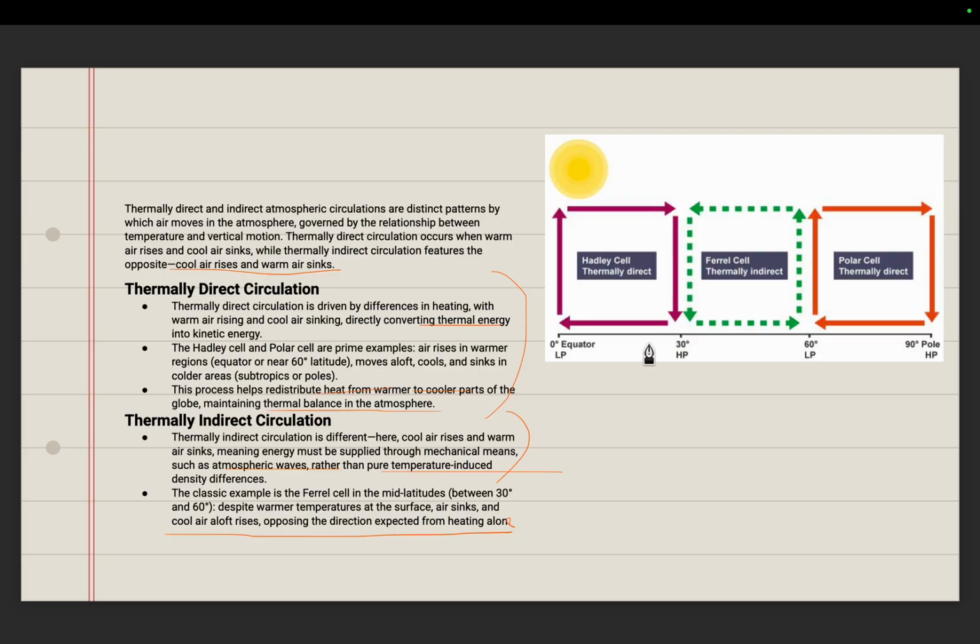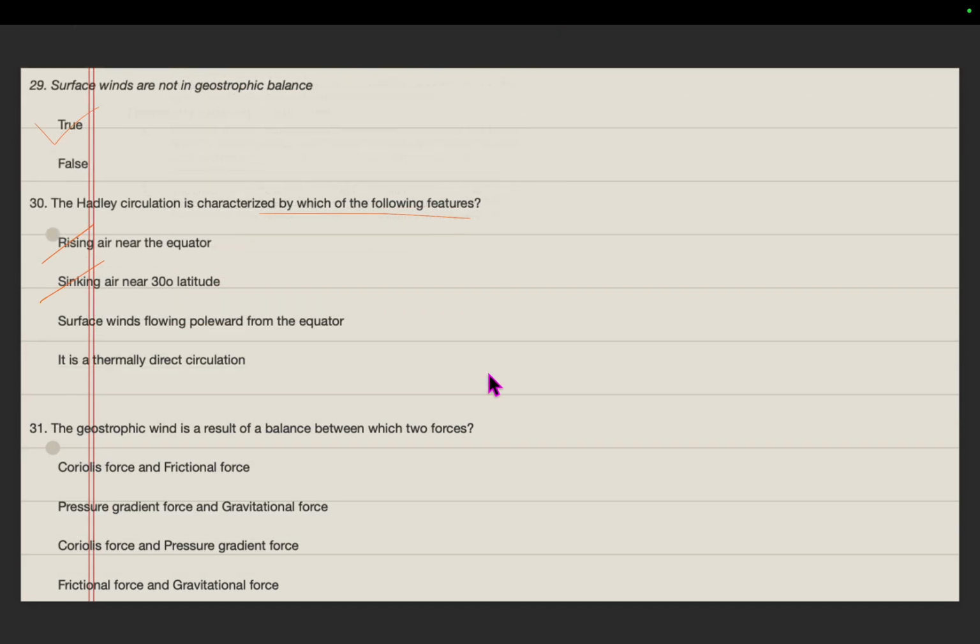At the equator, the surface wind flows from the pole toward the equator. It is a thermally direct circulation. Option C is also true. So these three are true. If there was an option saying which is not correct, then option C would be correct, but it is an MSQ. Three are correct.